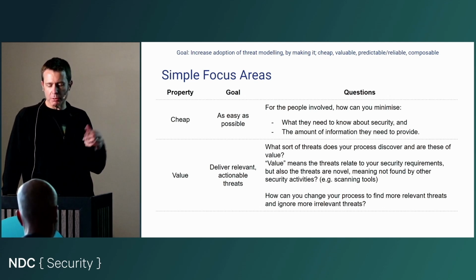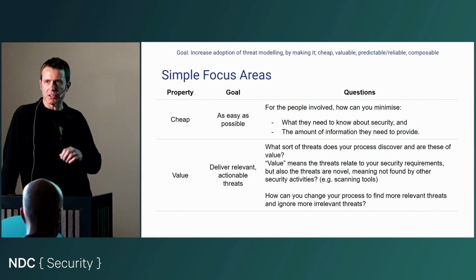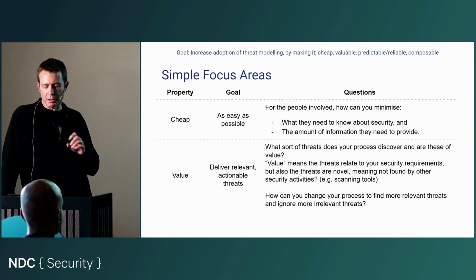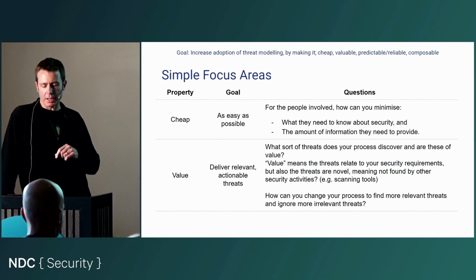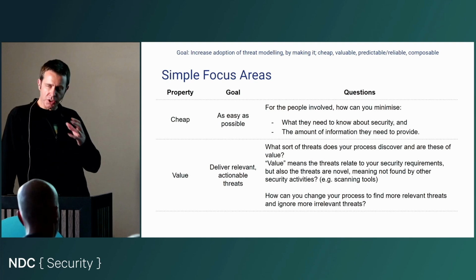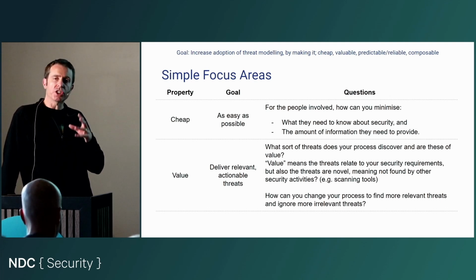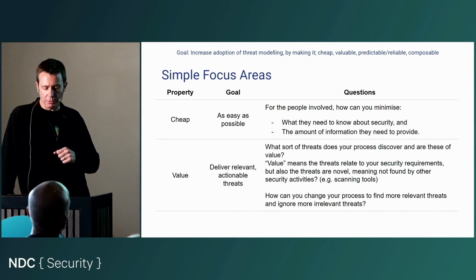Question is, how can you minimize what people need to know about security? I think you'll get a lot of mileage out of just minimizing that aspect. And how can you minimize what information they need to provide? For value, how do we deliver relevant and actionable threats? You ask yourself, do the threats that you find as part of your threat modeling offer value to people? What can you change? How can you change your process to offer more value?